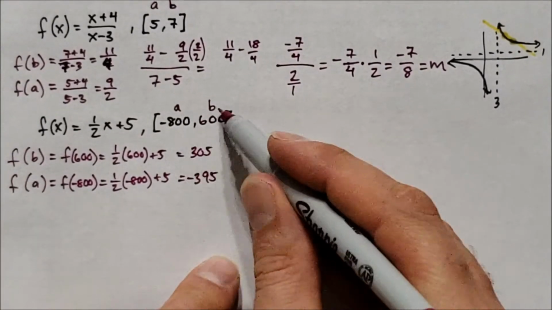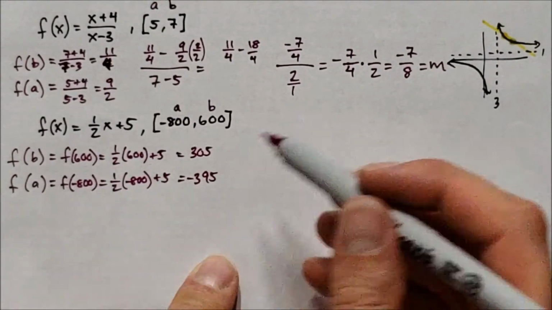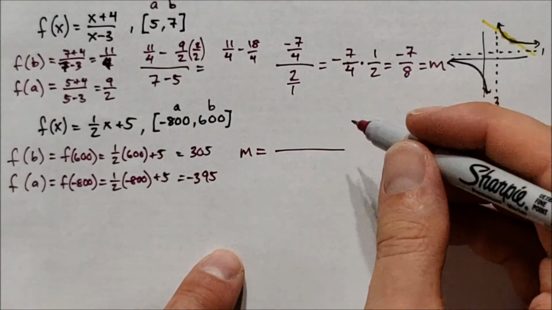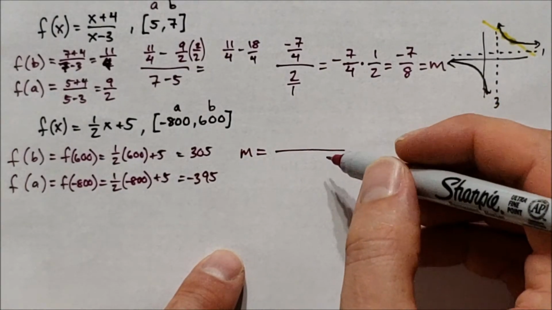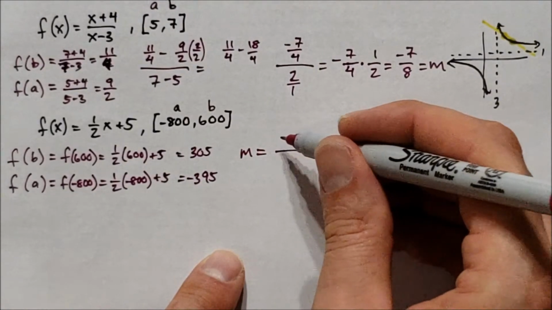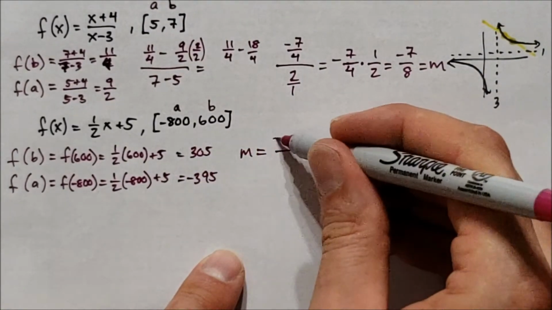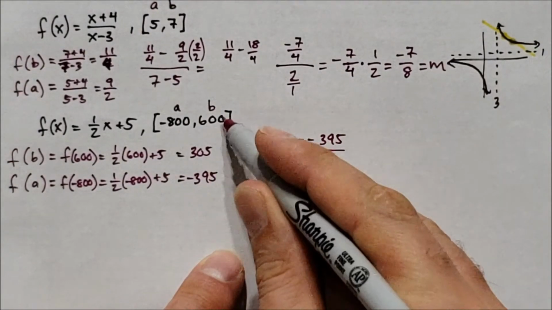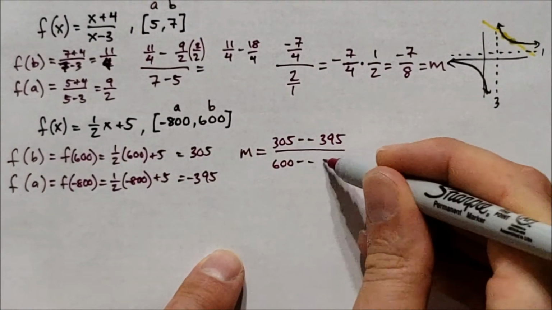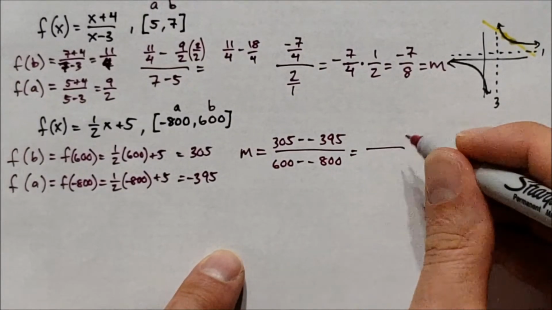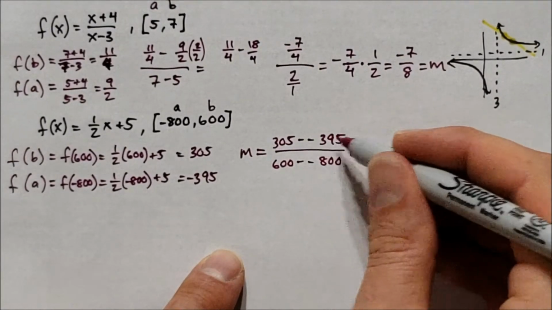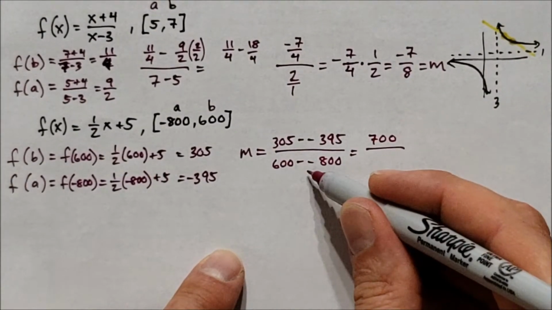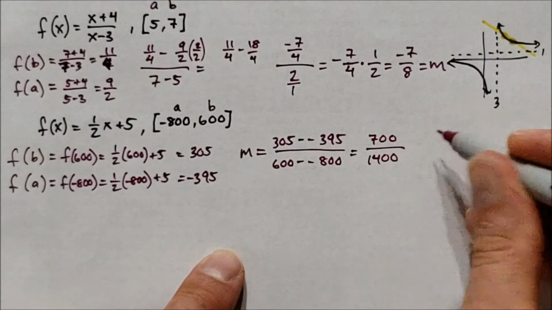We're ready. We have a and b, we have f of b, f of a. We're ready to put this into our formula. Our slope is going to be the difference in the outputs divided by the difference in the inputs. Let's go from b to a. So 305 minus a negative 395, and then b to a, 600 minus a negative 800. 305 plus 395 is 700. 600 plus 800 is 1400.